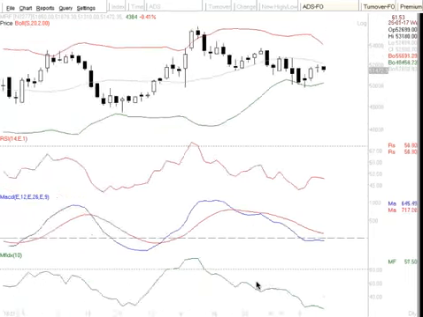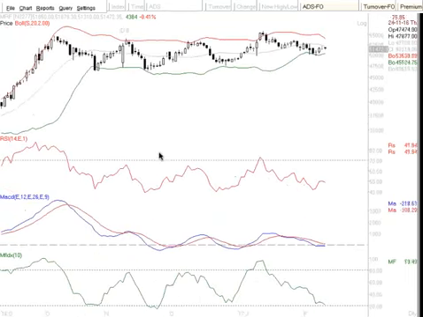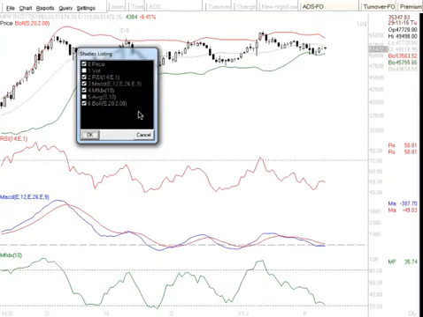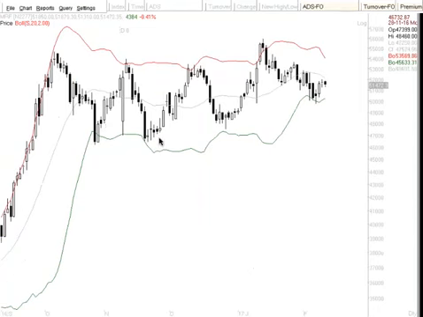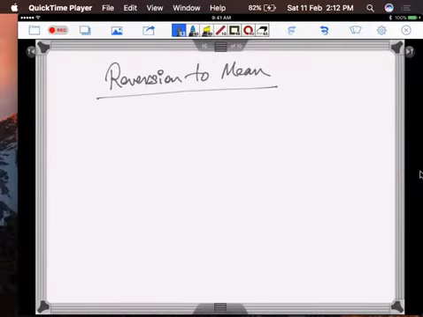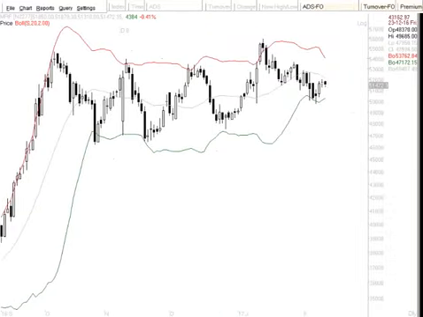Clear? Let's look into a few more examples. Let's hide them. Let's hide the MACD, RSI and MFI. Any stock? SBI.